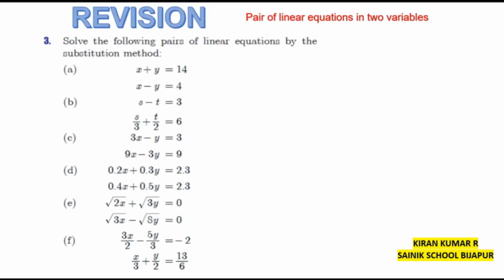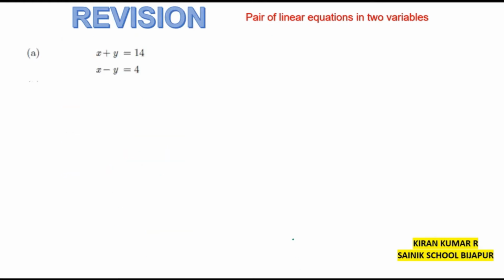Look at the question 3. Solve the following pair of linear equations by the method of substitution. There are 6 questions I have brought in which are related to the method of substitution. We shall solve them one by one. Let me take up the first question. The equations are x plus y is equal to 14 and x minus y is equal to 4. Let me call this as equation 1 and this one as equation 2.